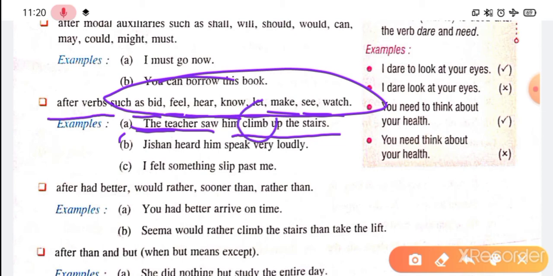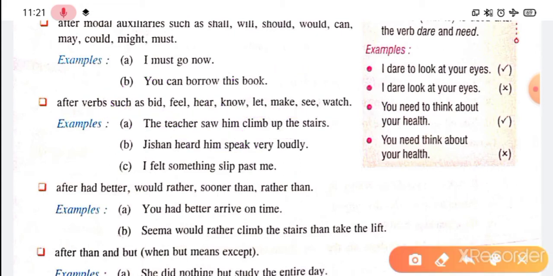You can see this climb is without to, right? This saw is finite and this climb is non-finite. Now, if you change the tense, "teacher sees him climb the tree," like if you change in present tense, the climb is the same, not changing. So this climb without to is bare infinitive. Why is it without to? Because this verb has been used here. Saw, see, this verb. Because of this verb, this remains the same.